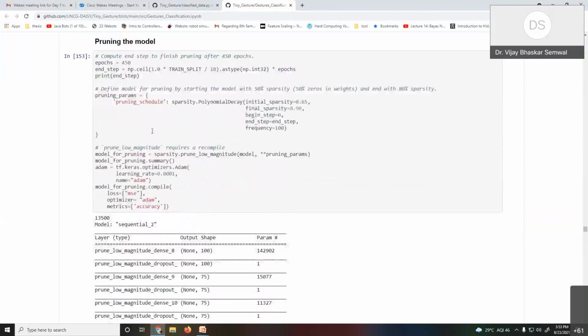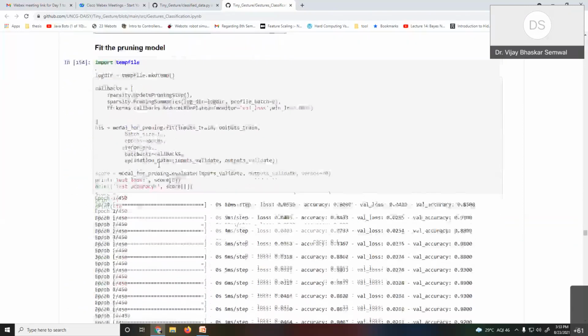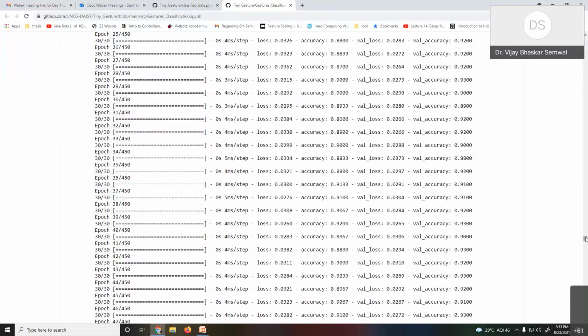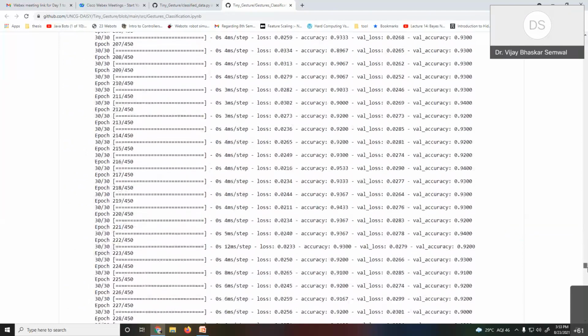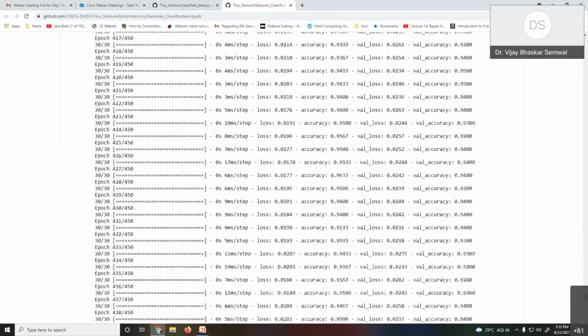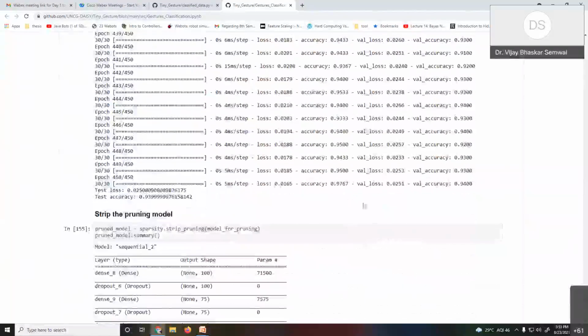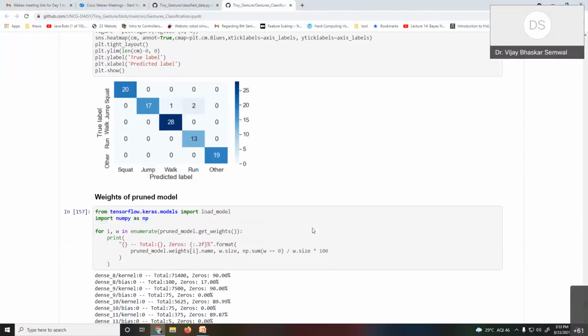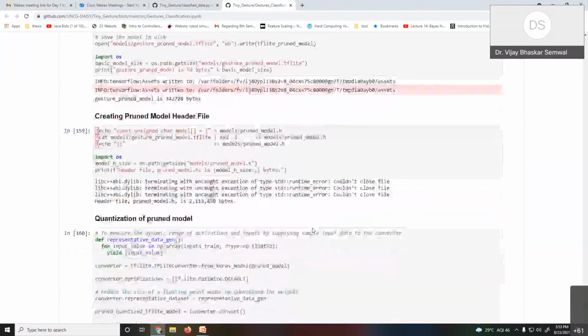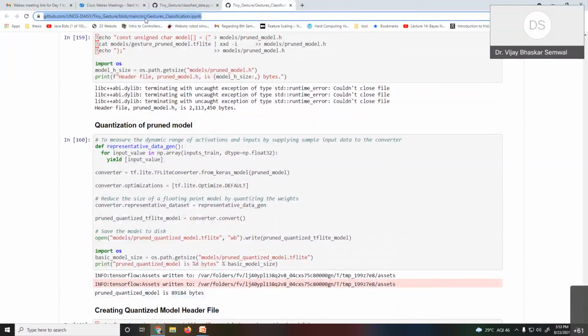Then we have pruned the model. After pruning the model, if you see the accuracy, we are still getting 96% accuracy. That means we are not losing anything. We are only losing about 1% accuracy. I am adding validation. So that is how you can do it. I will share the code with you. I have already put the library on GitHub. You can use this.